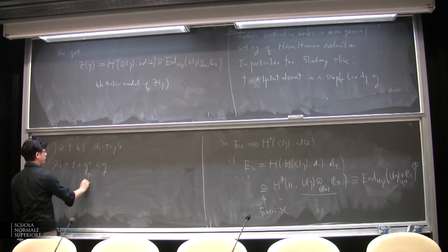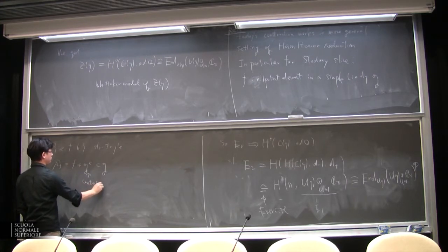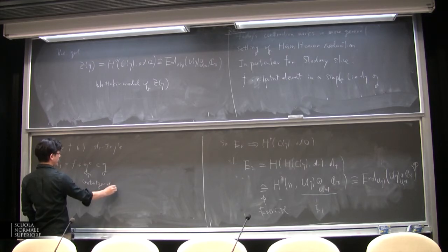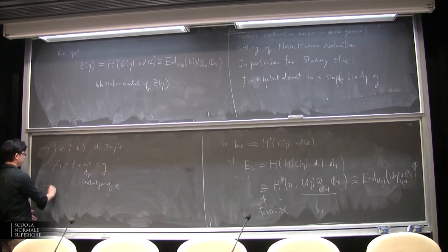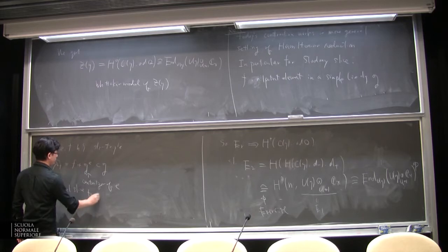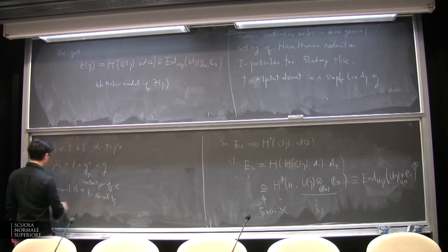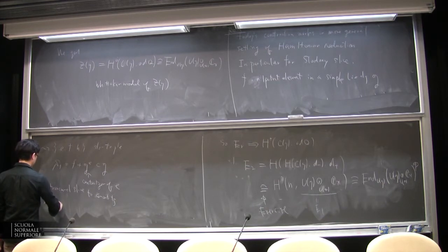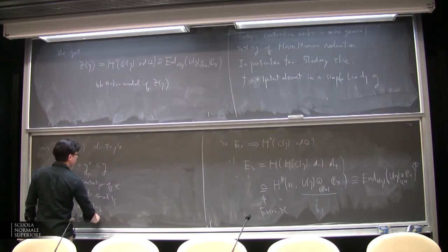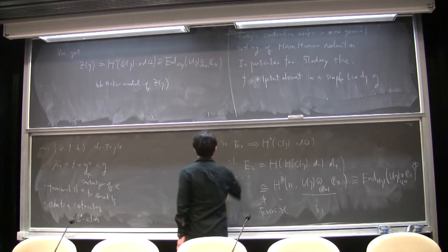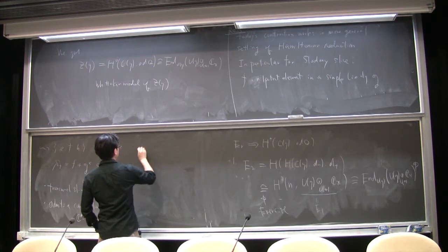This is the centralizer of e, and so this has the same properties as the slice S I used today. So this is the transversal slice to the G orbit, and also admits a contracting C-star action. And also it can be obtained by Hamiltonian reduction.